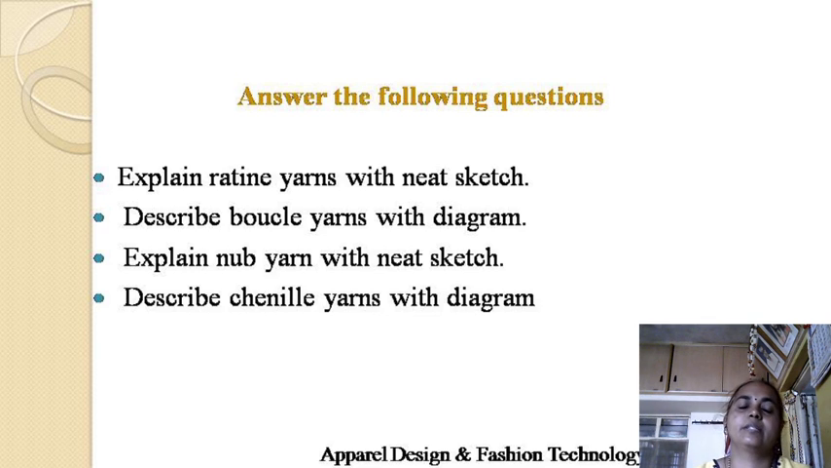Next, you have to do an assignment, that is, answer the following questions. Descriptive. First one is explain rattan yarns with neat sketch. Describe boucle yarn with the diagram. You have to give the explanation and description about the boucle yarns with the neat sketch. Explain nub yarns with neat sketch. Next one is describe chenille yarns with diagram. These are the questions for the assessment or the assignment.